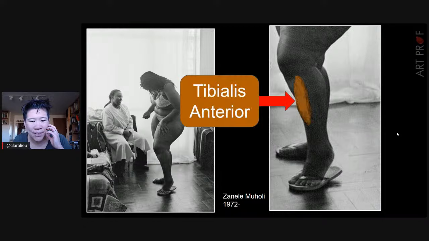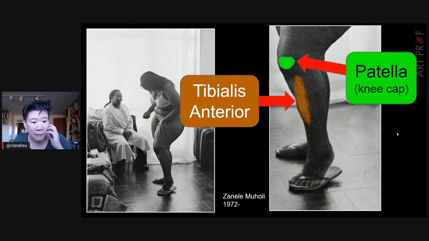Okay, so let's take a look at the tibialis anterior, which is right there. There's the patella right on top. Okay, these are the two areas you can really rely on in that lower section of the leg.